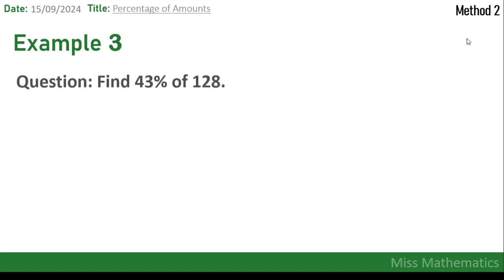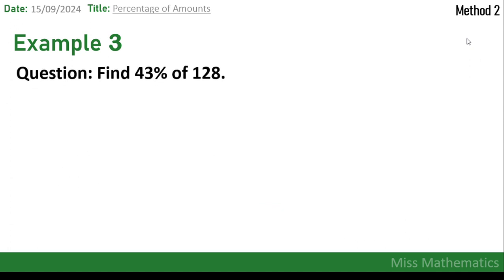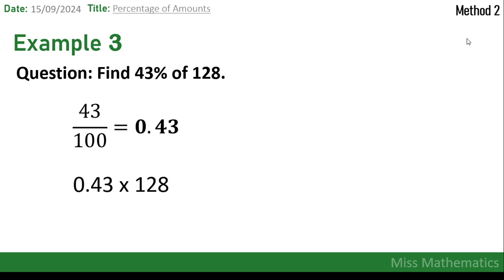With method 2, this becomes a little more simplified, but it's useful if you have a calculator. 43 over 100 is 0.43, and that's your percentage multiplier. If you times that by 128, you get 55.04, which is the same answer we got earlier. Pause the video here and try out this question. 78% of 56.